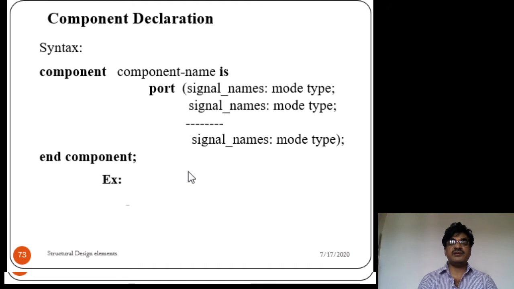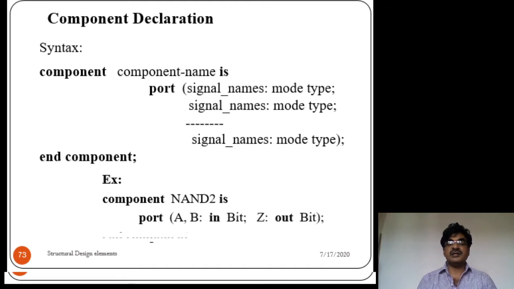Let us see one example for this component declaration. Here is the example for a 2 input NAND gate. Start with the word component. The name of the component is NAND2 is. Then port is A comma B colon in bit. That means these two objects are of class signal and their mode is in, meaning A and B are the inputs to the NAND gate.